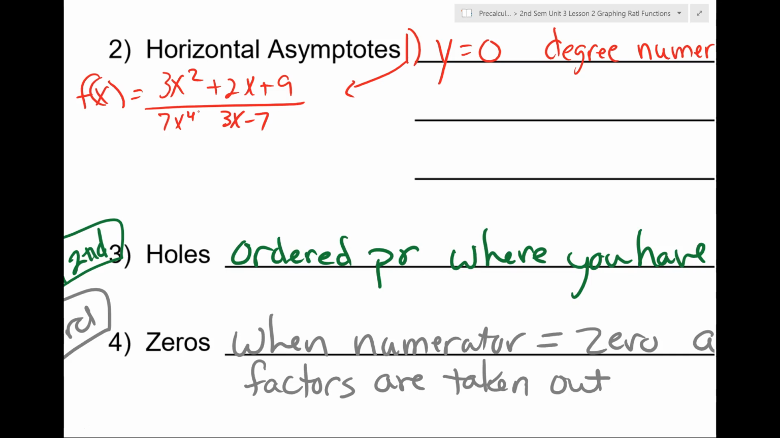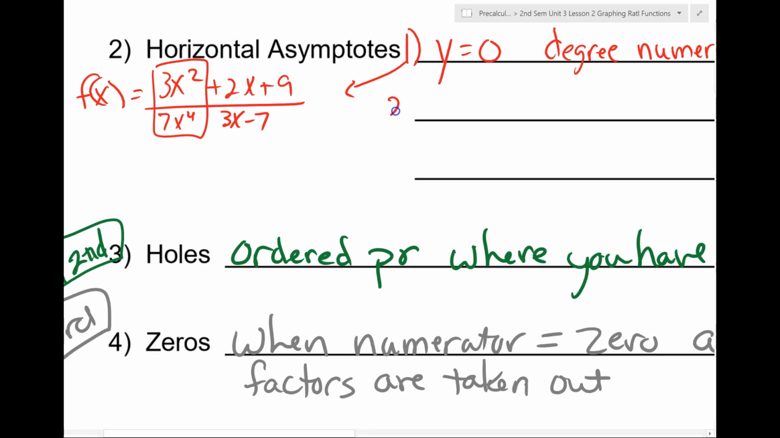But all you have to do is look right here. Everything's going to be looking at the degrees. For the 3 reasons that we use, we're always going to be looking at the degrees. So in this case, 4 is obviously larger than 2, so the degree in the denominator is bigger than the degree in the numerator. So that's the first scenario.